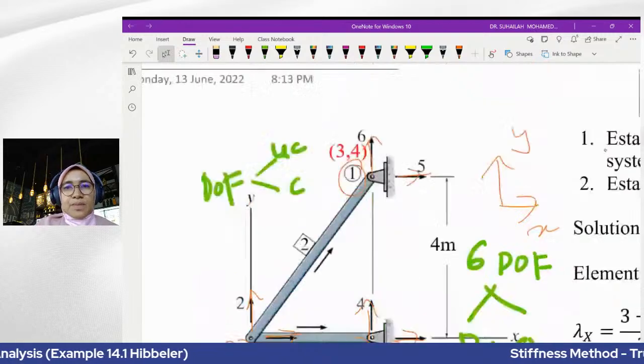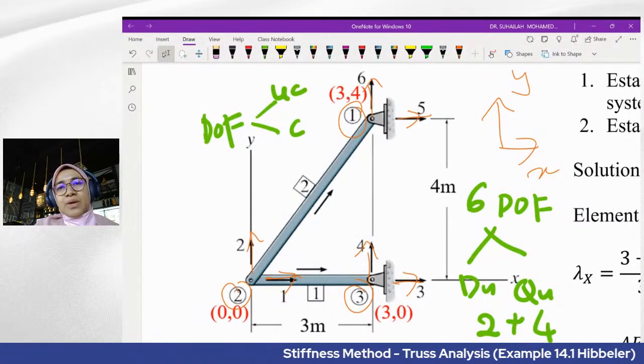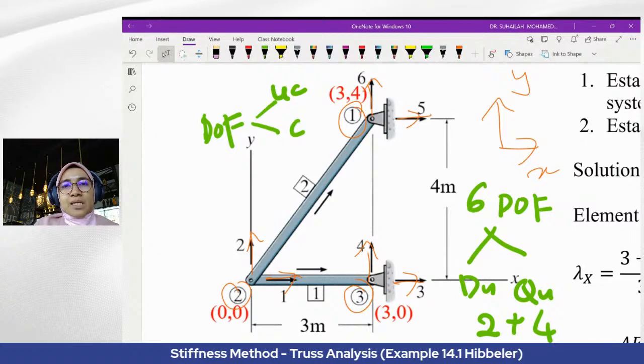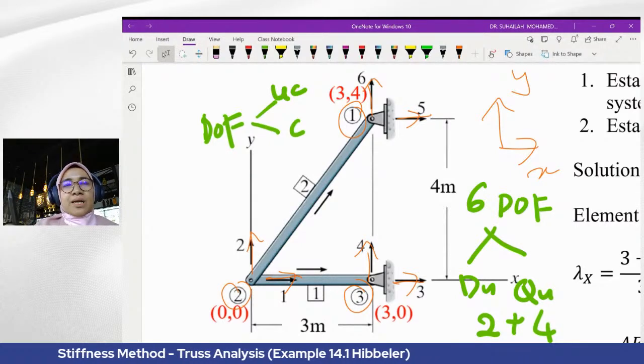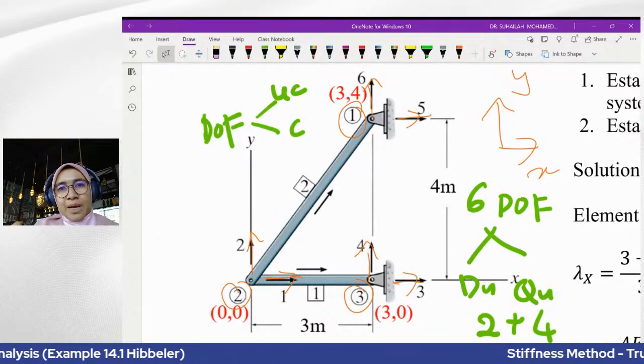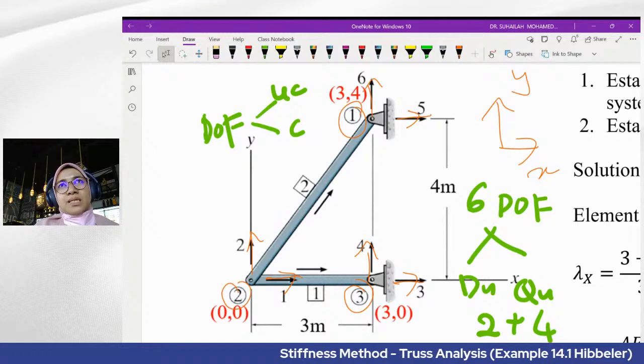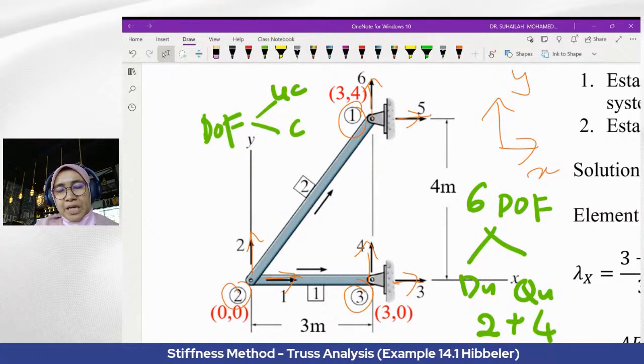Okay, now we have checked that the diagram is complete with five important criteria: node number, element number, the arrow, the coordinate, as well as the degree of freedom.